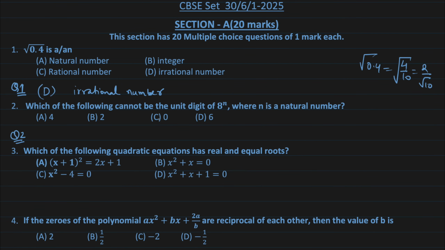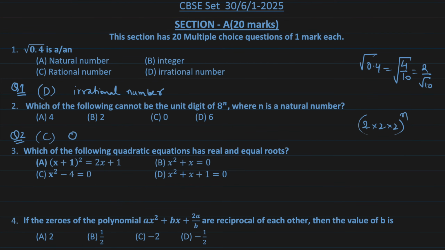Which of the following cannot be the unit digit of 8 raised to n, where n is a natural number? If you are thorough with the concept, you know the answer is C, 0. But how? Because 8 can be written as 2 into 2 into 2 and power n is there. There is no prime factor of 5, right? Because 2 into 5 is needed to get 0 at the end. So 0 cannot be the units place, right?